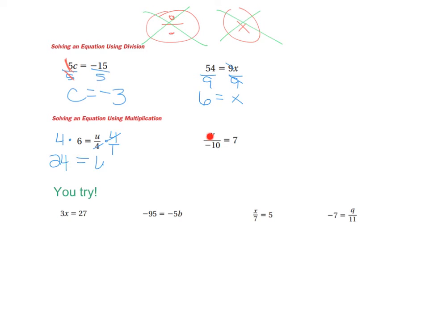Here, I've got y divided by negative 10 equals 7. I'm trying to isolate y. This is division. My inverse operation is multiplication. So I'm going to multiply both sides by negative 10.